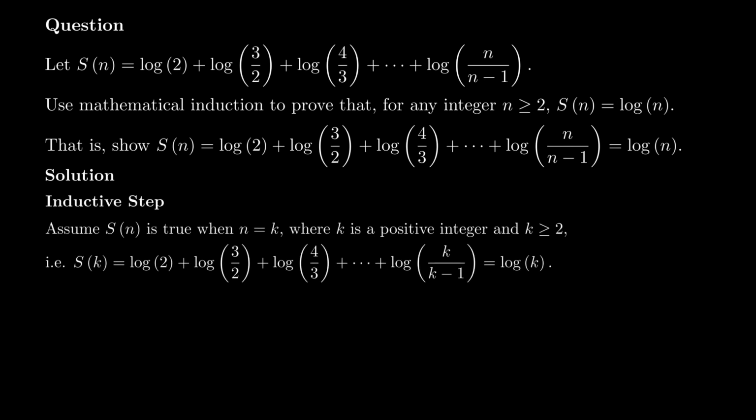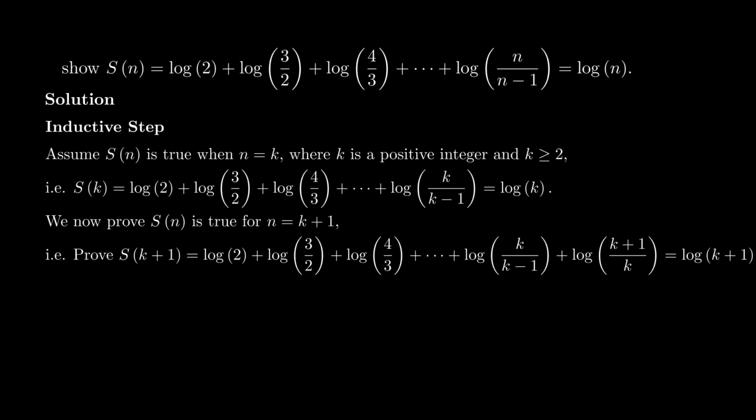We assume our statement is true for a fixed positive integer k greater than or equal to 2. Note that it's not greater than or equal to 1 since our n cannot equal 1. If we assume this is true, it's going to give us log 2 + log(3/2) + log(4/3) all the way up to log(k/(k-1)). And we're assuming this is going to be equal to log of k.